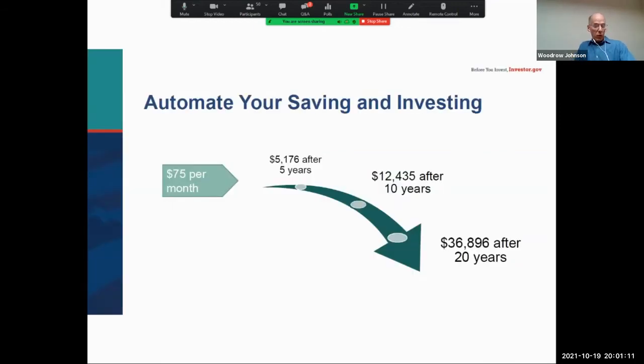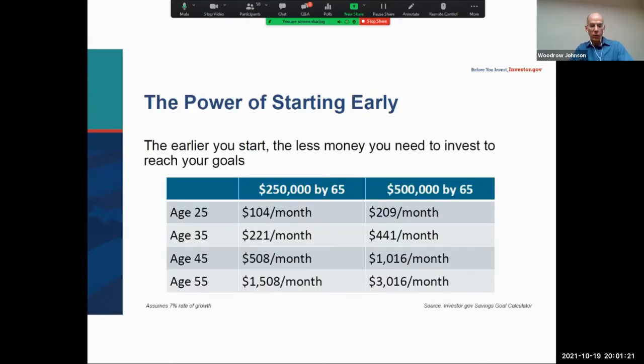Now, if I'm 25, which I'm not, I'm way over 25, but if I were 25, how much would I need to save for retirement for 40 years? The answer is I need to invest $104 a month, or if I want $500,000, $209 a month, or if I want $1 million, double that again, $400+. But I have to invest every month, every year for 40 years.